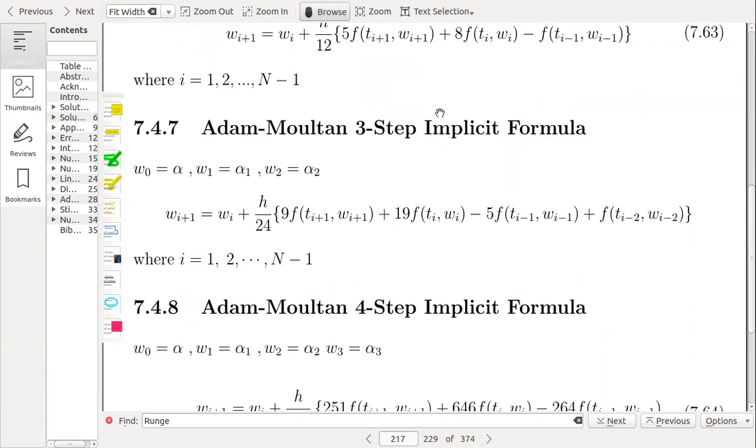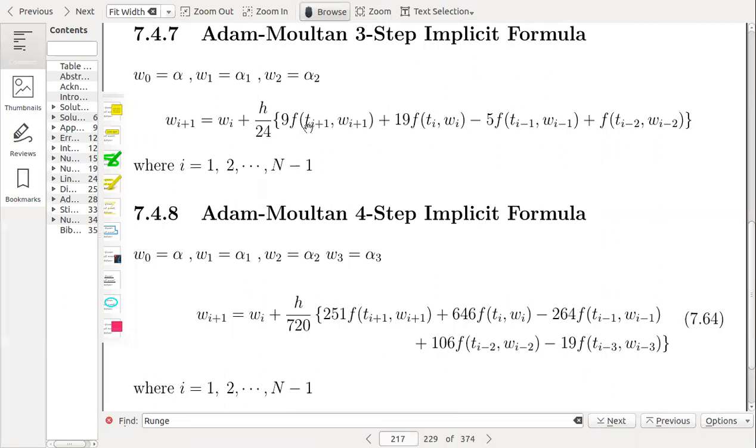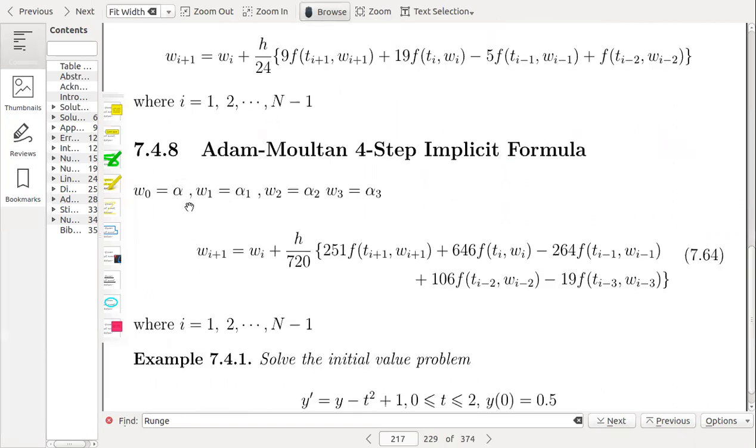And similarly, to use Adams-Moulton three-step implicit formula, we need three starting values W naught, W1, and W2. So these three values can be calculated by Runge-Kutta method of order 3 or Euler's method, we can even use it three times, or any other available methods. And Adams-Moulton four-step implicit method is W naught is equal to alpha. So again, we need four starting values to apply the Adams-Moulton four-step implicit method.